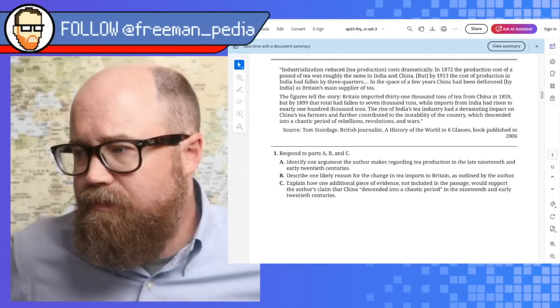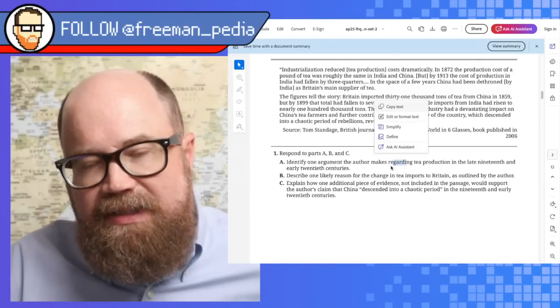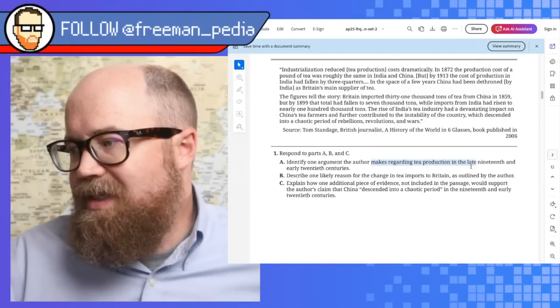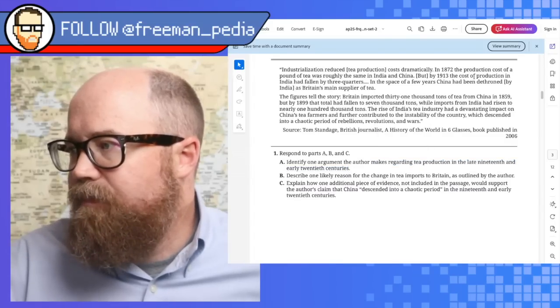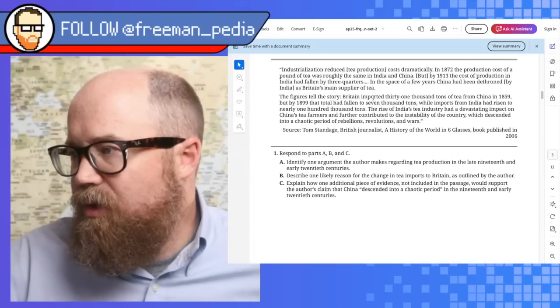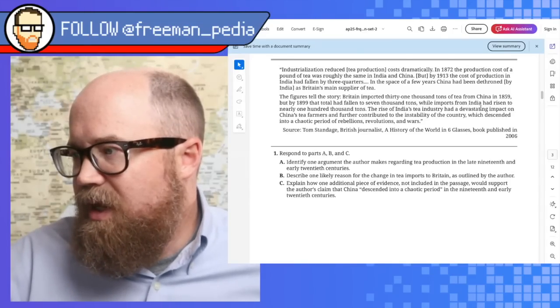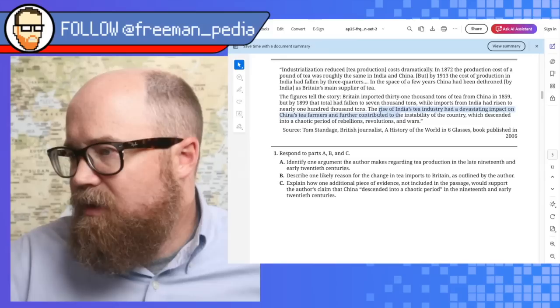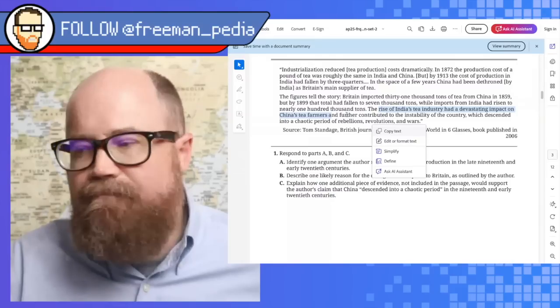So identify an argument he makes. This is why I told you, you're going to have to identify a claim or an argument regarding tea production in the late 19th and early 20th century. Okay, so let's pick one. Production cost of tea was roughly the same. Figures tell the story. Britain imported 31,000 tons of tea, while imports from India had risen. The rise in China's tea industry had a devastating effect on Chinese tea farmers. Okay, go with that. That's an argument.